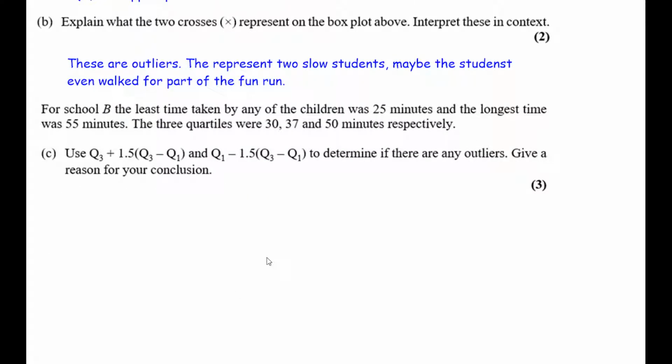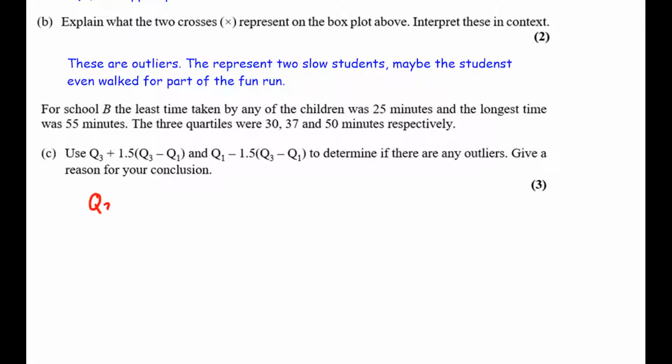For school B, the least time taken by any of the children was 25 minutes and the longest time was 55 minutes. The three quartiles were 30, 37 and 50 minutes respectively. Use Q3 plus 1.5 multiplied by the interquartile range and Q1 minus 1.5 multiplied by the interquartile range. We recognize both of those to determine if there are any outliers. Give a reason for your conclusion.